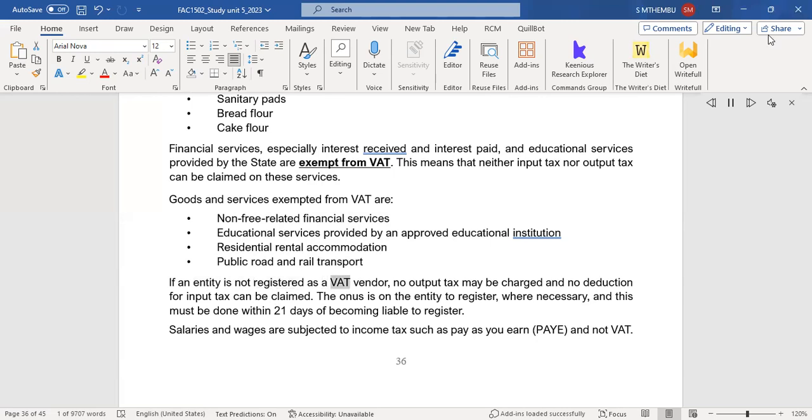If an entity is not registered as a VAT vendor, no output tax may be charged and no deduction for input tax can be claimed. The onus is on the entity to register, where necessary, and this must be done within 21 days of becoming liable to register. Salaries and wages are subjected to income tax such as pay as you earn, PAYE, and not VAT.